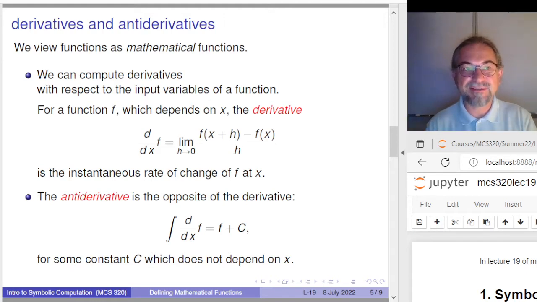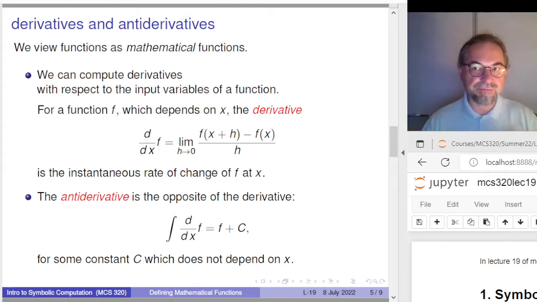I titled the name of the chapter Calculus because this is where one encounters mathematical functions very naturally. As programmers, we are defining functions, but mathematical functions, or functions that we consider in symbolic computation, have special functional attributes. So we can compute derivatives. The derivative is the instantaneous rate of change. Here I wrote the limit definition.